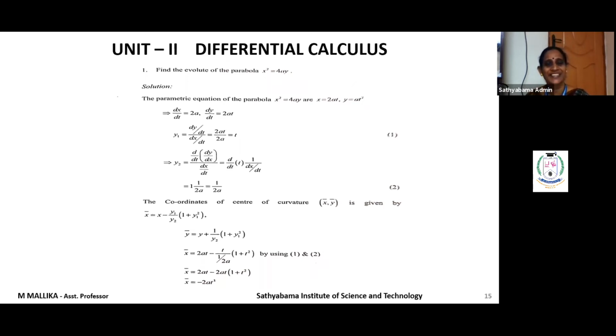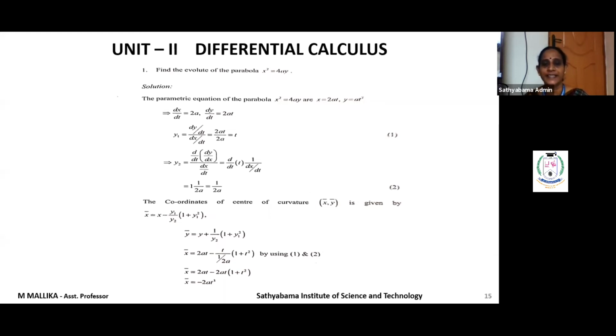So after finding out dx by dt and dy by dt, I can find out dy by dx. What is dy by dx? dy by dt by dx by dt. So I am just substituting the dy by dt value and dx by dt value and getting the answer as t. So y1 equals t. dy by dx is equal to t. So first derivative I found.